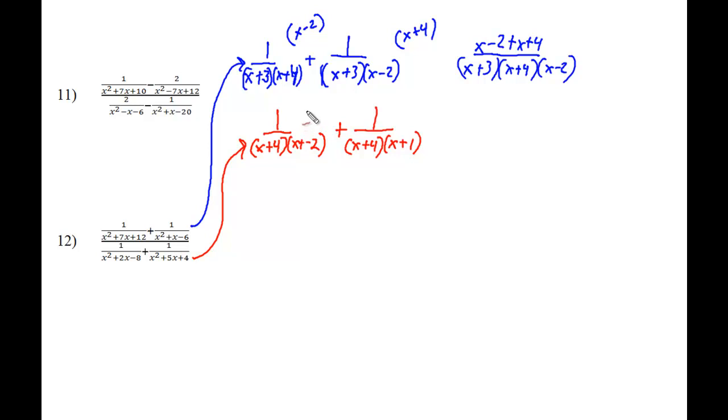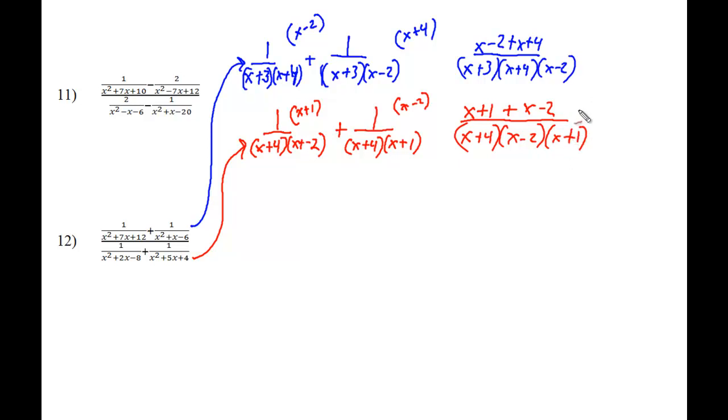Alright, well, in this problem again, you're not going to have too much work here because you're going to see like these have x plus 4, x plus 2 in common, so it just needs an x plus 1. So what we have here is now x plus 1, plus, I'm going to multiply this side by x minus 2. So I'm going to have x minus 2 here. And that's over x plus 4, x minus 2, x plus 1, x plus 1.